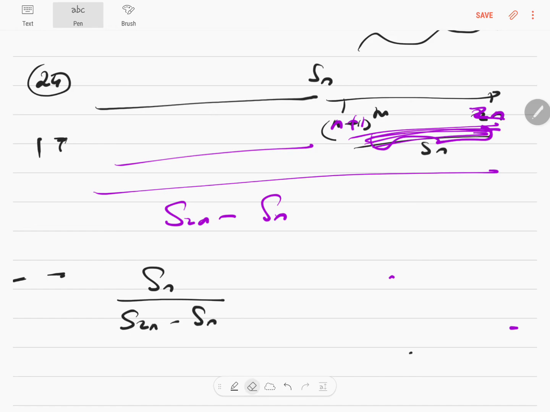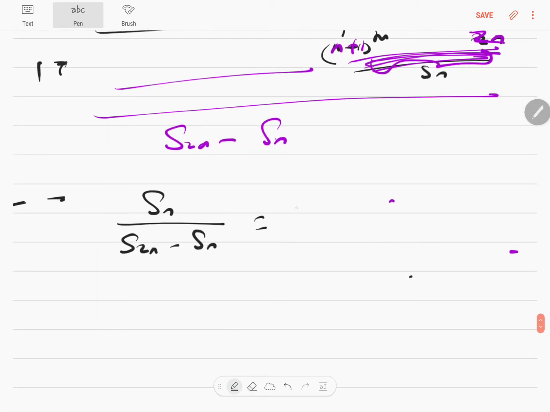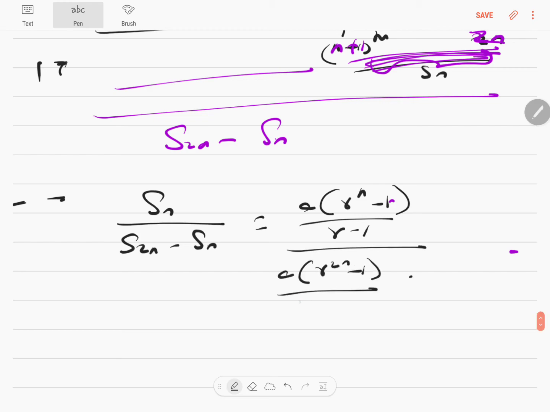We have to prove this. This is a GP. So what's the formula? a into r to the power n minus 1 by r minus 1, by a into r to the power 2n minus 1 by r minus 1 minus a into r to the power n minus 1 by r minus 1. Here a fully gets cancelled, and r minus 1 throughout gets cancelled.